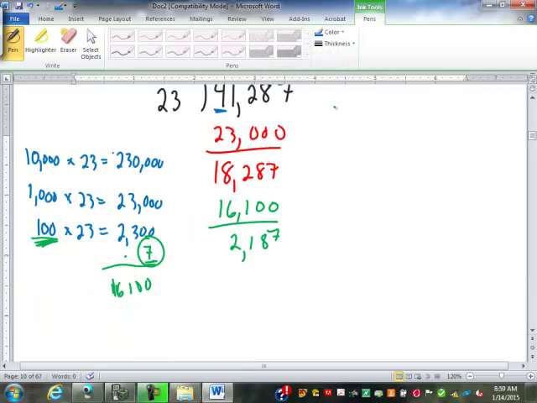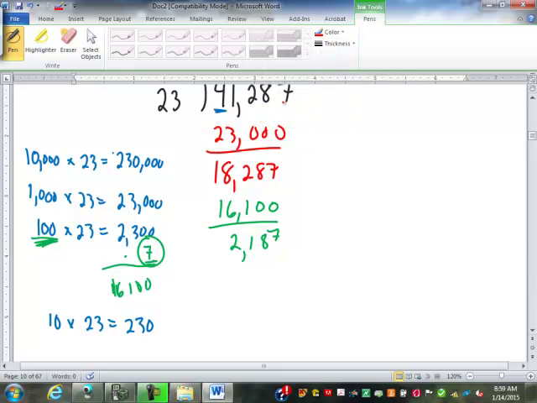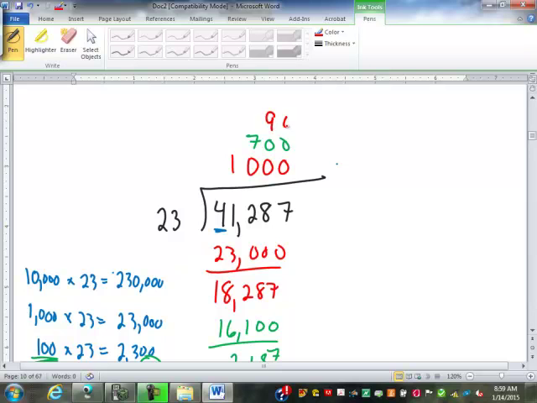Next, the place value would be tens. 10 times 23 is 230. I can subtract that up here a few times. Will 9 go? 9 might go. Let's try it. 2,070. So I can do it 9 times. There's 117 left. But again, I didn't really subtract anything 9 times. I subtracted a bundle of 23, 10 times 9, or 90 times.